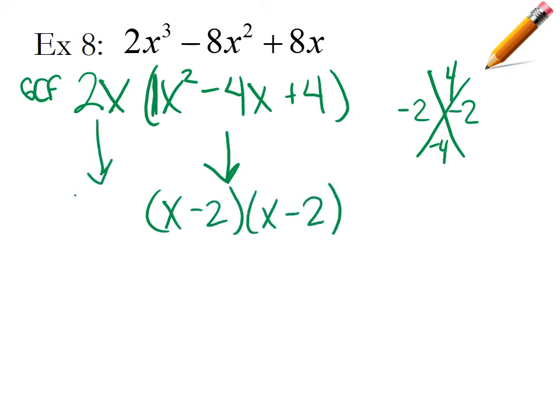Bring down that GCF of 2x. So you can skip those middle steps if your leading coefficient is 1. You want to start seeing those factors automatically.